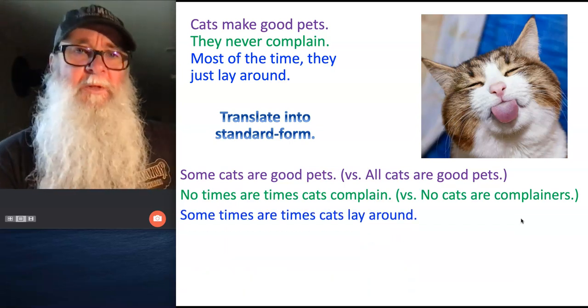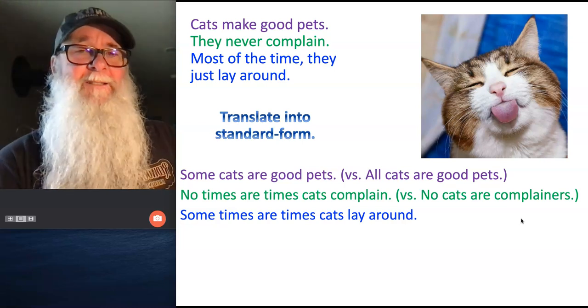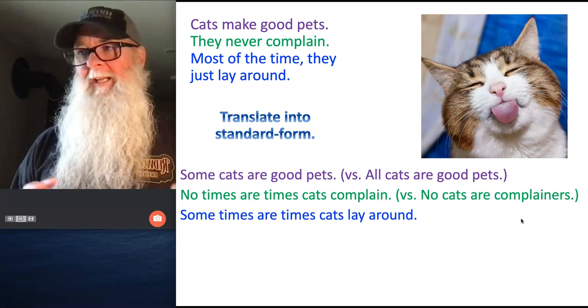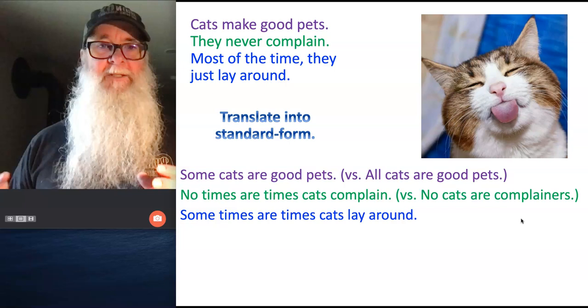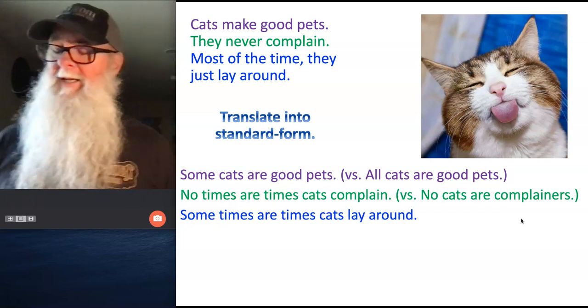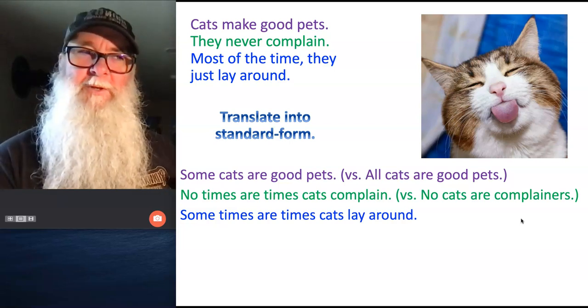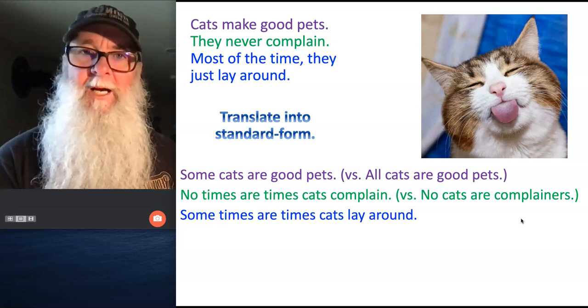Same thing then with "most of the time they just lay around." We're going to want to say "some times are times cats lay around." And yes, again, I know this sounds goofy, but we are retaining more of the meaning of the statement by using "some times are times cats lay around." We're retaining more of the meaning than we would if we chose to interpret it in a way that didn't refer to time. All right.